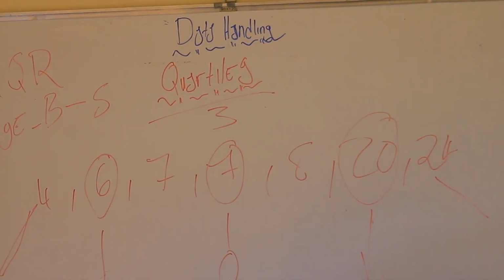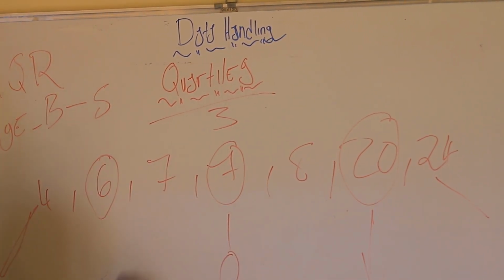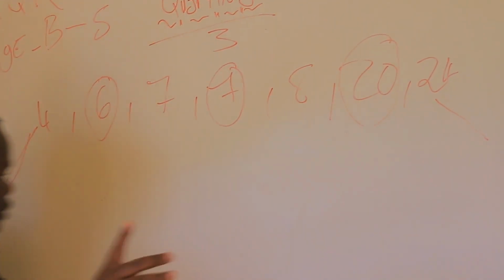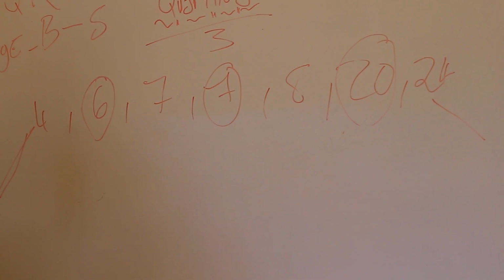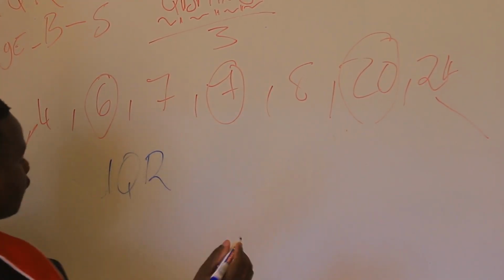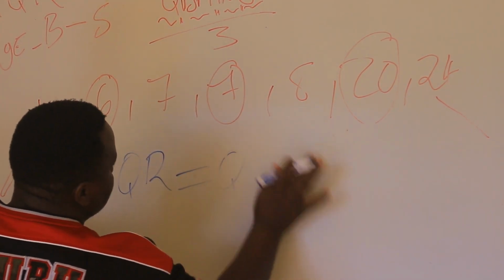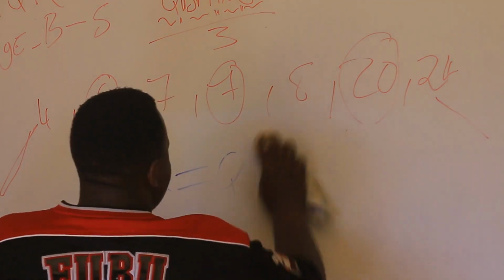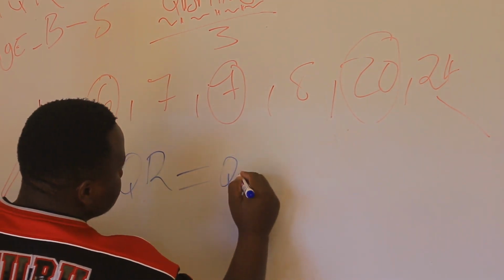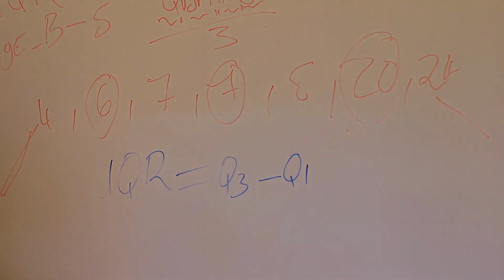Interquartile range, we're not doing it in this particular order. First of all, okay guys, just keep this in mind. Now, this is how it goes. We're doing interquartile range. And the formula for interquartile range is what? It's Q3 minus Q1.